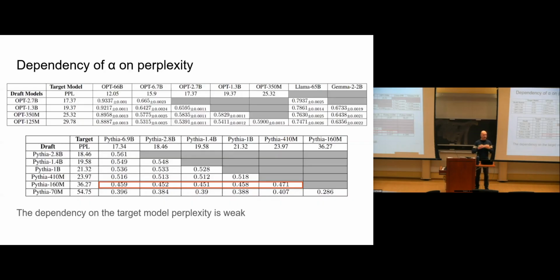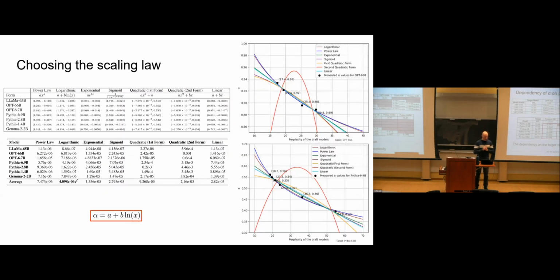And the next step for us was to better understand the properties of this alpha, this cornerstone parameter that characterizes the interplay between different distributions. We have studied various models and conducted experiments over different families of models, and figured out that, first of all, the dependency of alpha on the target model perplexity is weak, while the dependency of alpha on the draft model perplexity is very pronounced. So we are modeling our value of alpha as a value that depends primarily on the perplexity of the draft model, and then we switch to choosing the scaling law.